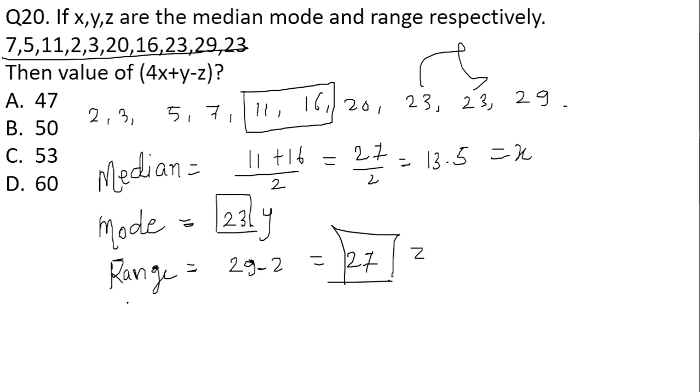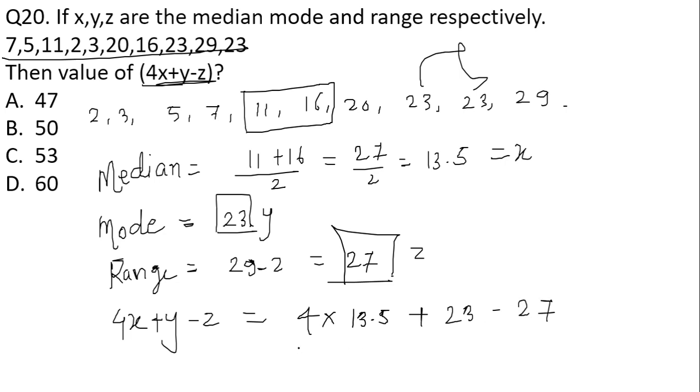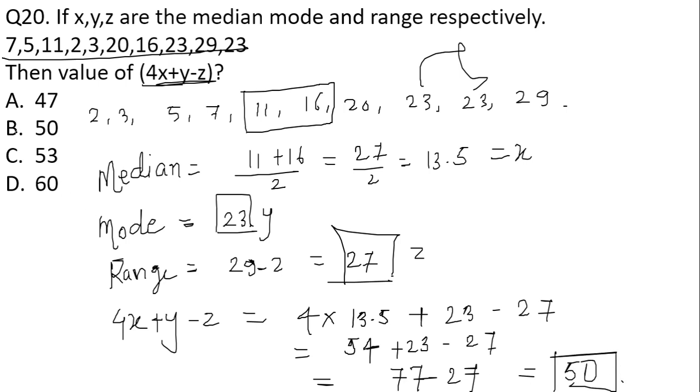Now we have got the values of x, y, z. Put these in the required equation, that is 4x plus y minus z, which is equal to 4 into the value of x, 13.5, plus the value of y, 23, minus the value of z, which is 27. Right, this will give me further 54 plus 23 minus 27. This will give me 77 minus 27, which is equal to 50. Hence 50 is the answer for the given question.